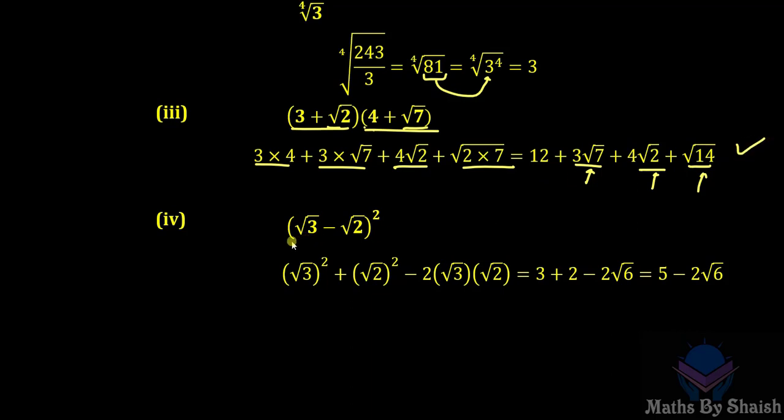For the fourth part, root 3 minus root 2 whole square, it is of the type a minus b whole square. I am going to use the identity a square plus b square minus 2ab. So root 3 square, the square and square root cancel, we get 3, similarly for this, and now they are the same root, so we can multiply. Root 3 into root 2 is root 6, so we got 3 plus 2, 5, minus 2 root 6, and that's the last question from exercise 1B.